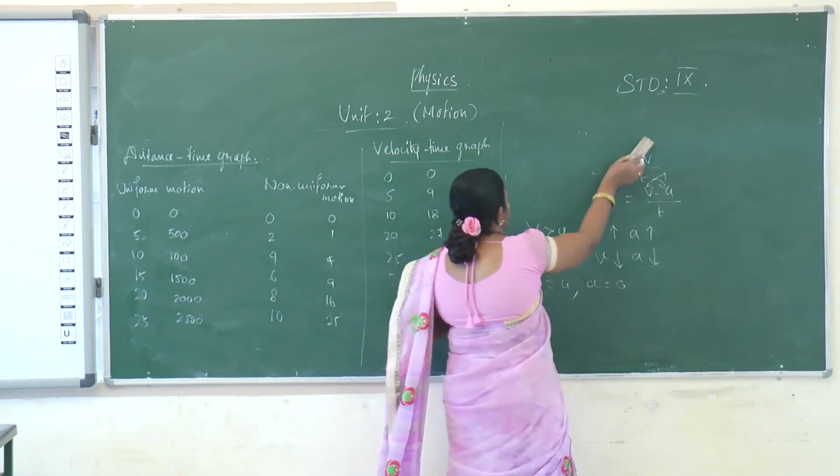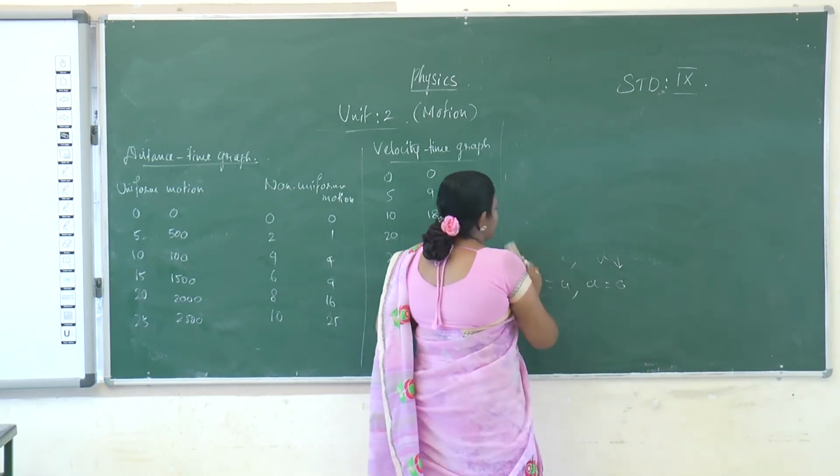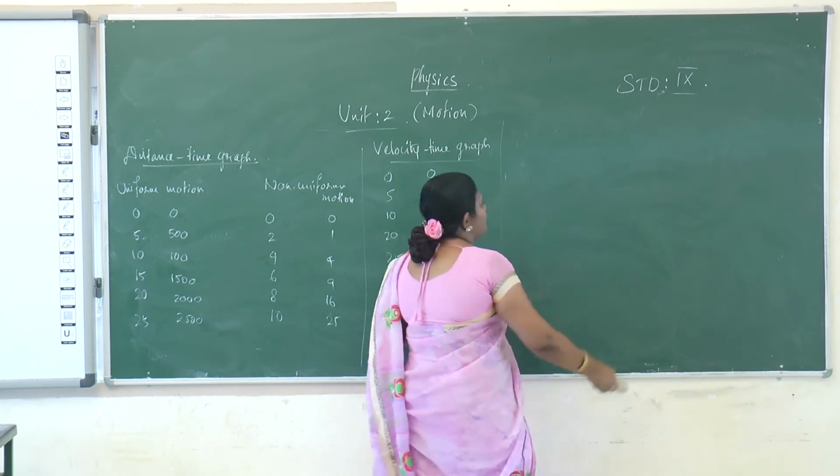distance time graph and velocity time graph. Graphically represent the moving of an object.